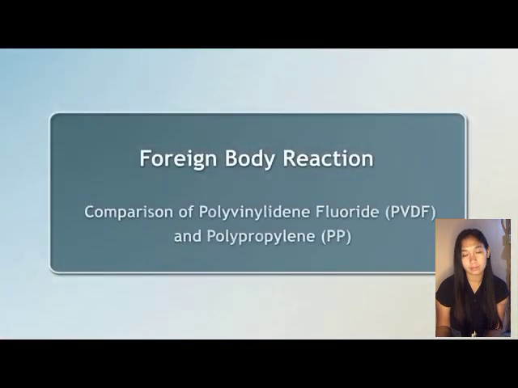The influence of polyvinyl difluoride and polypropylene on foreign body reaction, a comparison.